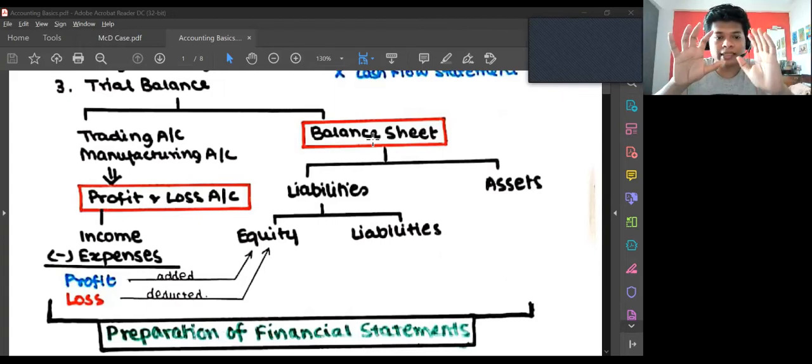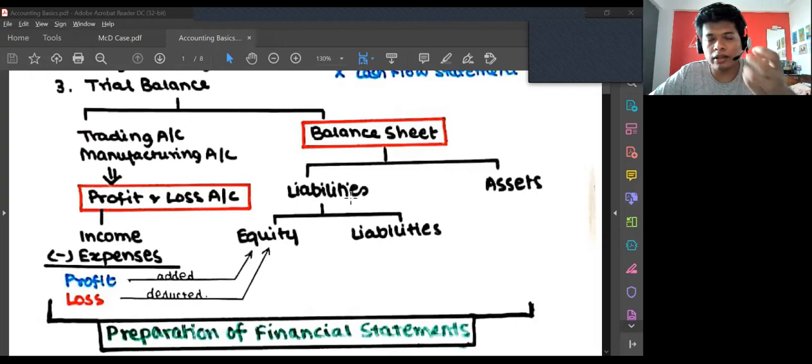Okay, so basically the assets are what we own and liabilities are what we owe, what we have to give. Within the liabilities we have two things, equity and liability. Equity is the shareholders' fund, which is the owners' fund, and liability is the borrowed capital or borrowed fund or any payable. Then again, within liabilities we have current liabilities and non-current liabilities, based on when you have to pay it back.